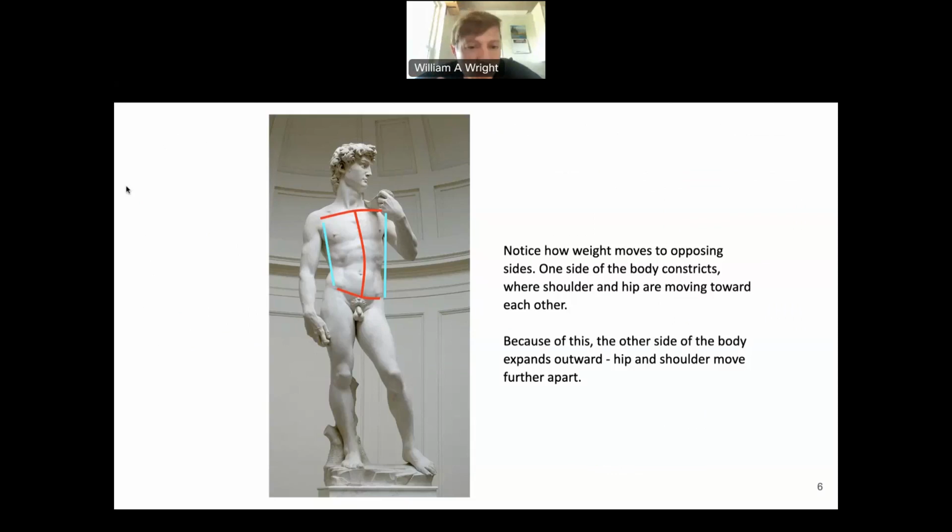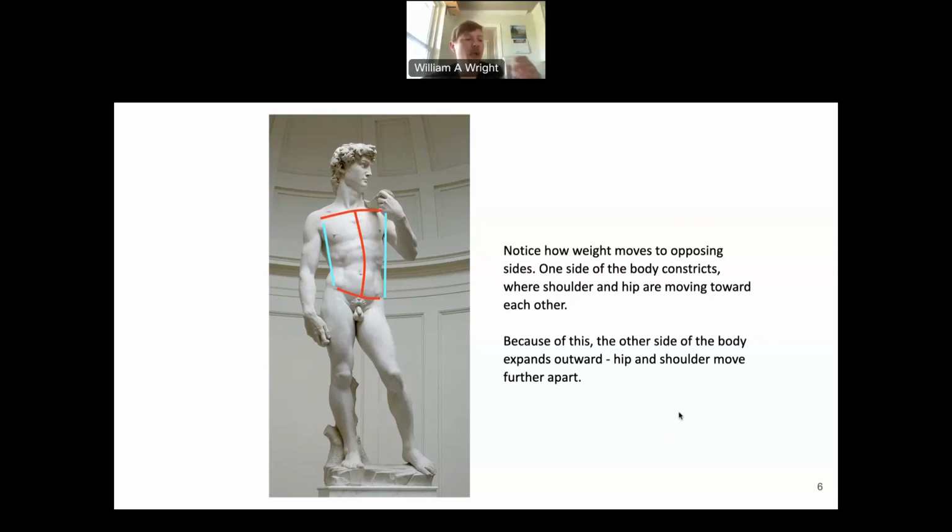The proportion of the entire left side and right side and the relationship, and the twist of the shoulders totally changes the position of the arms in relation to each other. Just one side constricting, the other one opening. Shoulders and hips move toward each other or away from each other because of this shift. That's just something you should know. Basically, that is not a small idea. It's very important, and it goes throughout the whole body.